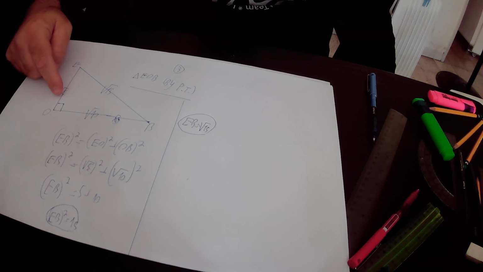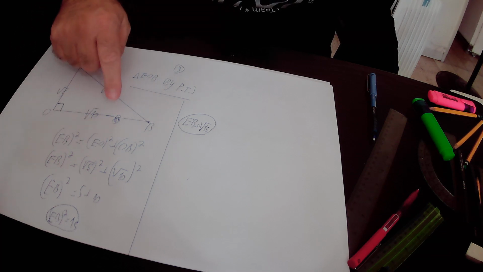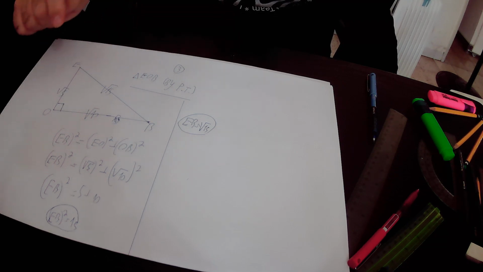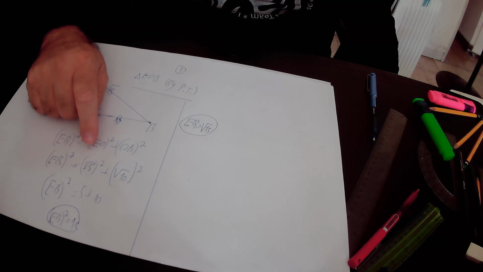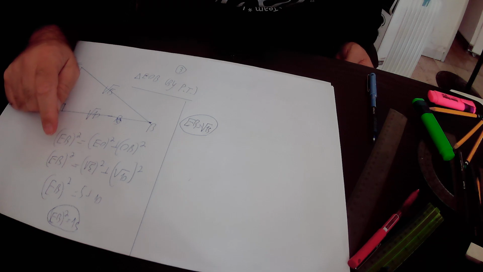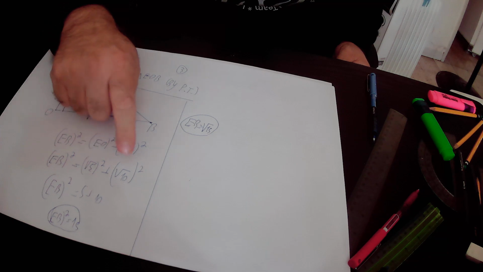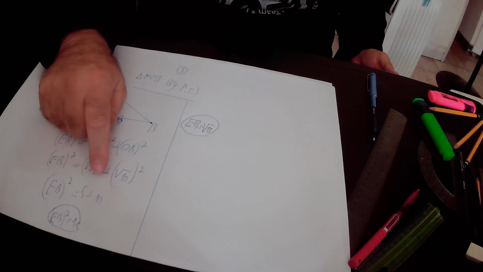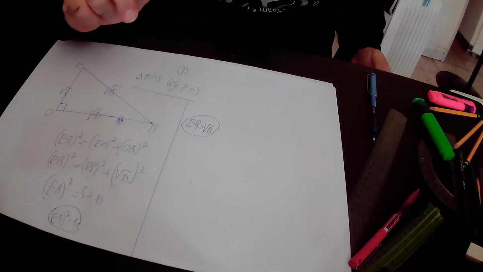EO equals the square root of 5, therefore EO squared equals the square root of 5 squared, plus OB squared. OB equals the square root of 10, therefore OB squared equals the square root of 10 squared. So in conclusion, EB squared equals the square root of 5 squared plus the square root of 10 squared. The square root of 5 squared is 5, plus the square root of 10 squared is 10. So EB squared equals 5 plus 10. 5 plus 10 is 15, therefore EB squared equals 15.